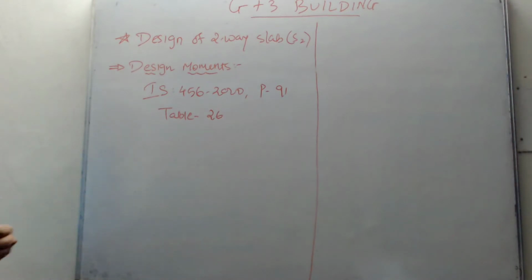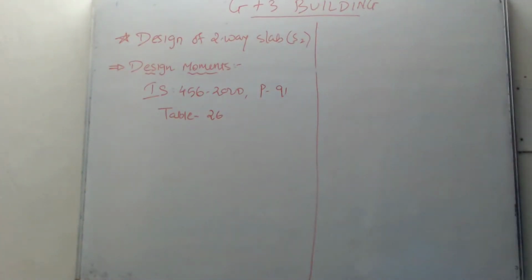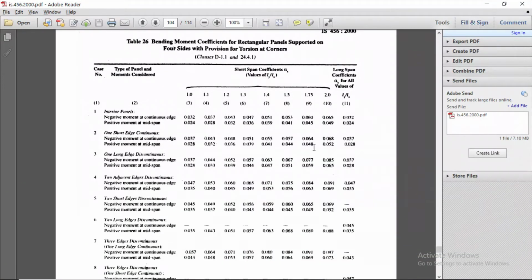So let us go to the IS code and find out the bending moment coefficients. Let me share this code with you. As you can see on your screen, this is table number 26, bending moment coefficients for rectangular panels supported on 4 sides with provision for torsion at corners. This is the name of the table, according to clause number D-1.1 and 24.4.1.